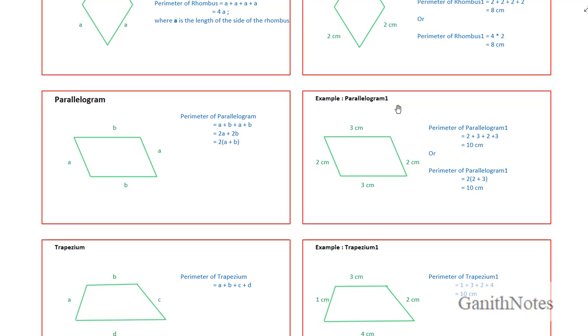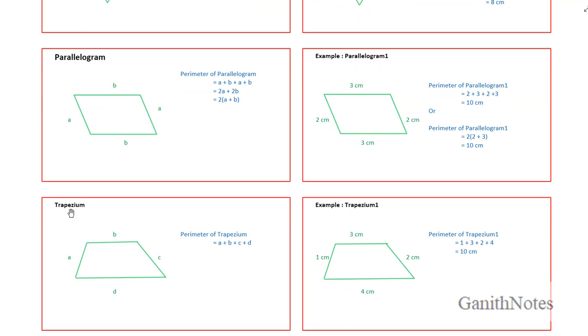So in this example of a parallelogram, we have one side of 3 centimeters and the other side of 2 centimeters. So by using the definition of the perimeter of a parallelogram, we can write it as 2 plus 3 plus 2 plus 3, which is equal to 10 centimeters. Or by using the same formula as described above, it would be 2 into (a plus b), which is equal to 2 into (3 plus 2), which is equal to 10 centimeters.